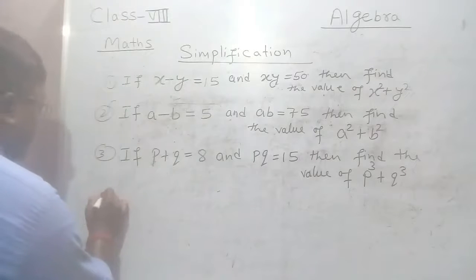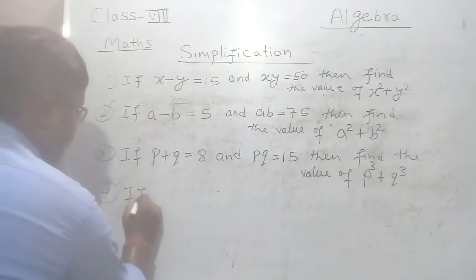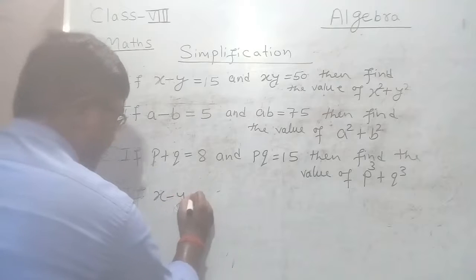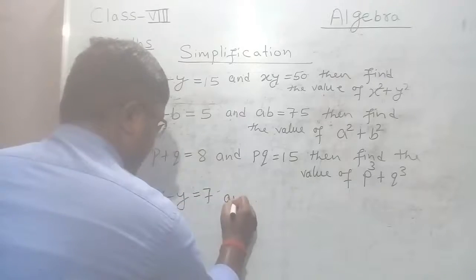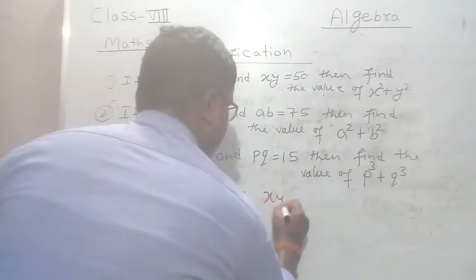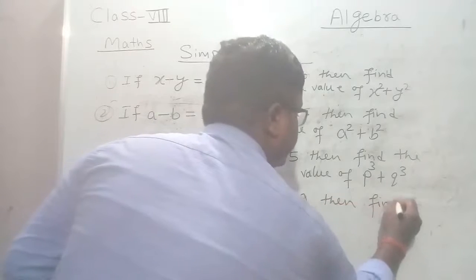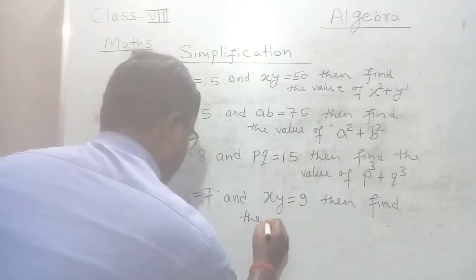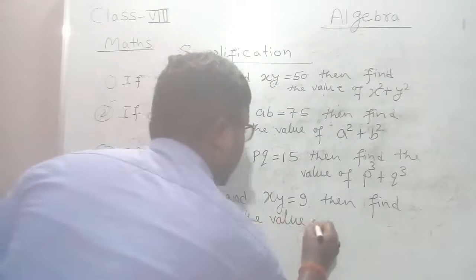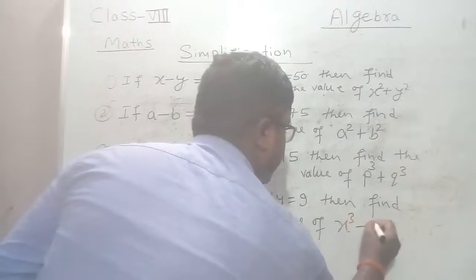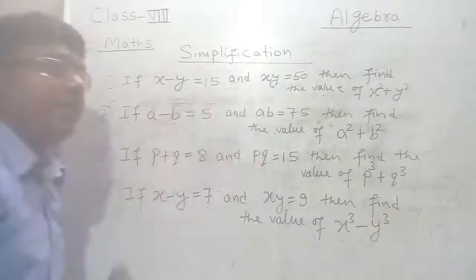And our last question is: if x minus y is equal to 7 and xy is equal to 9, then find the value of x cube minus y cube.